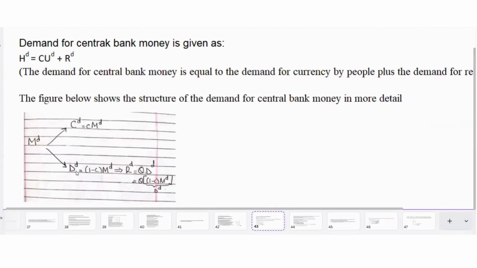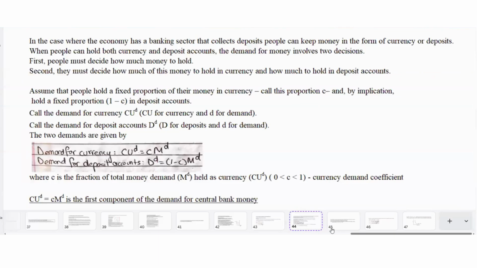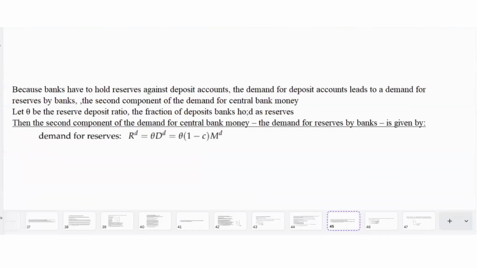So if we go back here, we know our demand for deposits leads to a demand for reserves because you have to keep a certain fraction of deposits as reserves. So demand for reserves is theta times our demand for deposits. Theta is the reserve deposit ratio. And the demand for deposits is just (1 minus c) MD. So as a result of this, this is the second component of demand for central bank money.